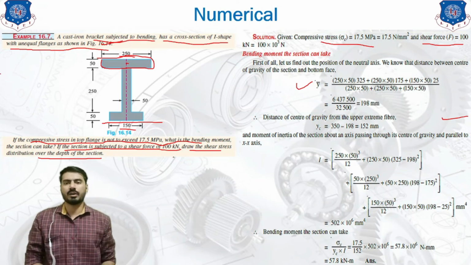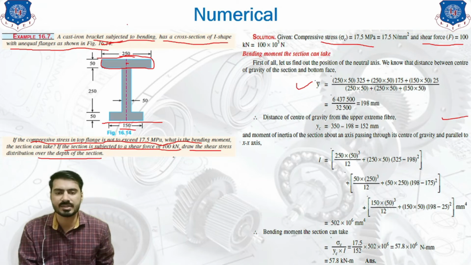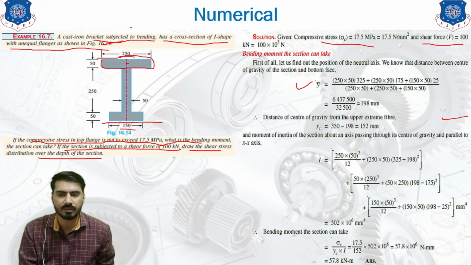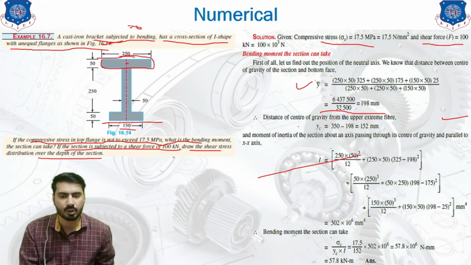Similarly, if you put all this value of each and every section, then you will be able to calculate the distance Y bar. So Y bar is calculated as 198 mm. Now we need to find out the center of gravity from the upper extreme fiber. So upper extreme, this is our Y bar. Let's say it is 198.